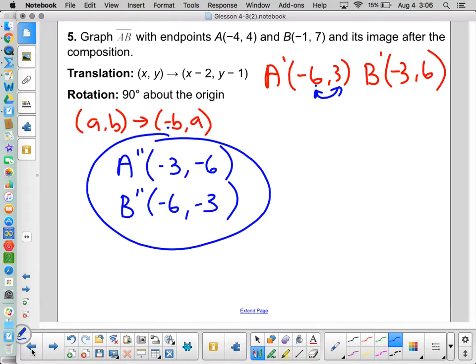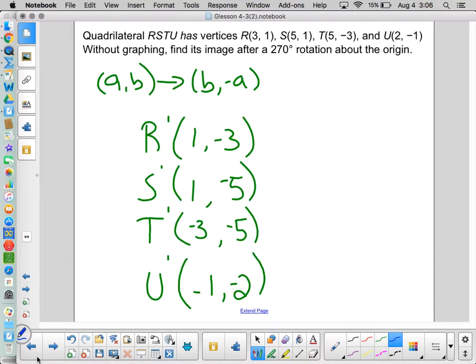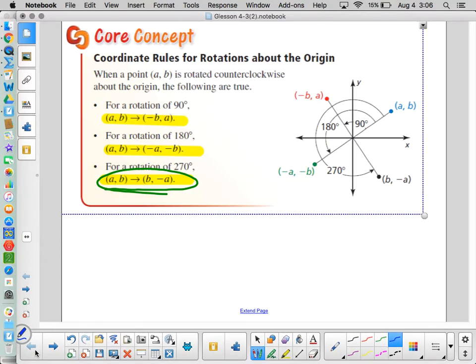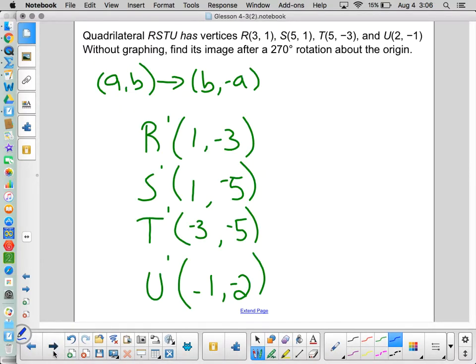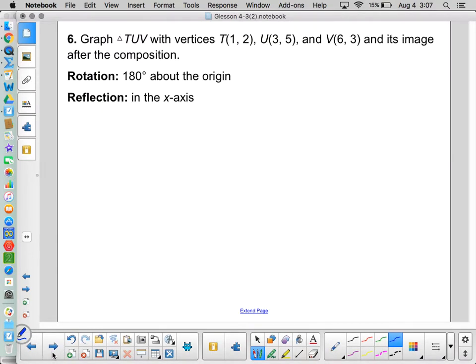Rotation 180, we haven't done one of those yet, so let's look at our rule for rotation 180. AB goes to negative A, negative B. Okay, so that means AB to negative A, negative B. So we're not going to do it in the coordinate plane first. We're just going to do it according to coordinates. So let's find T primed.